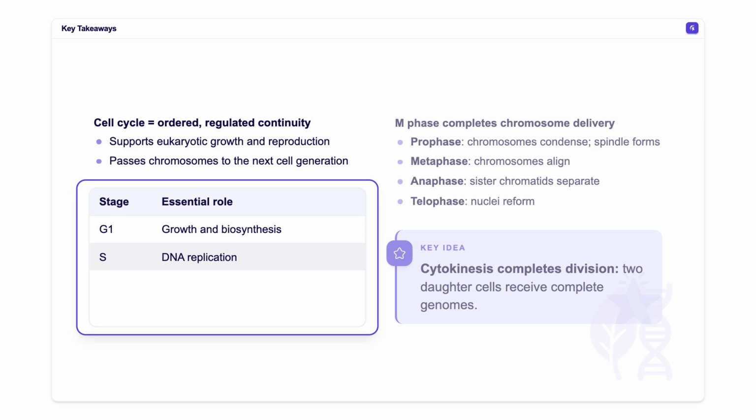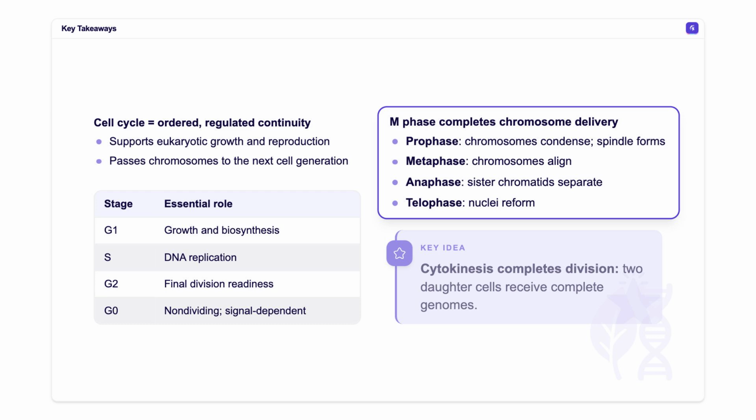Interphase is the preparation part of the cycle. In G1, the cell grows and builds needed materials. In S phase, it replicates its DNA. And in G2, it finishes getting ready for division. G0 is different because the cell is not actively dividing. Depending on the cell type and the signals it receives, G0 can be temporary, like a pause, or long-term, like a specialized working state. Mitosis is nuclear division, and its job is to separate sister chromatids.